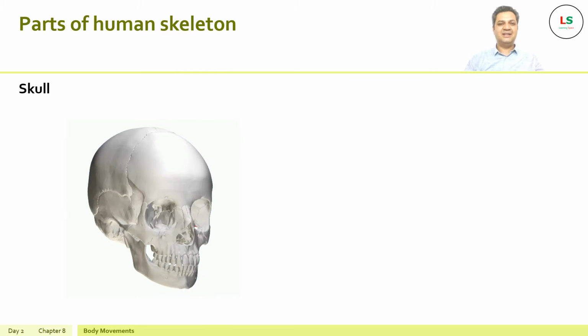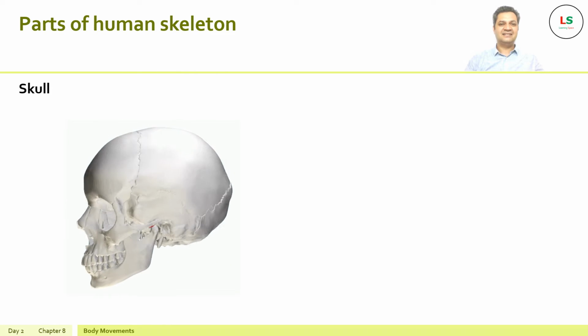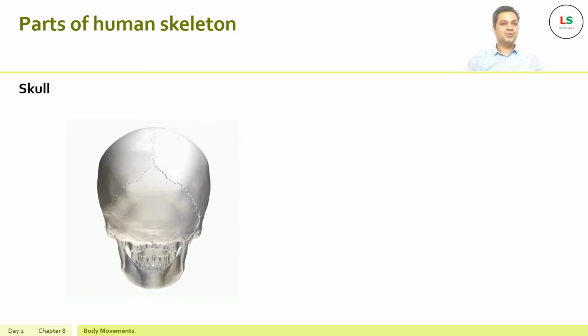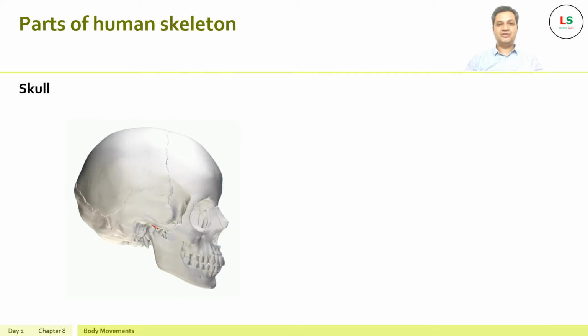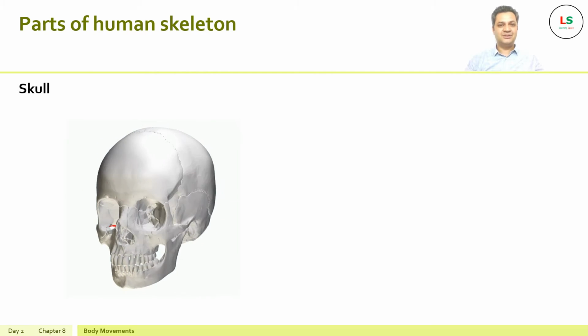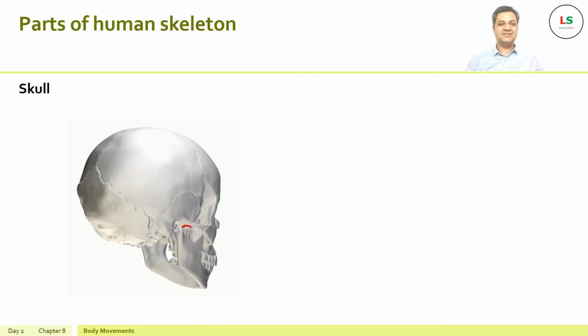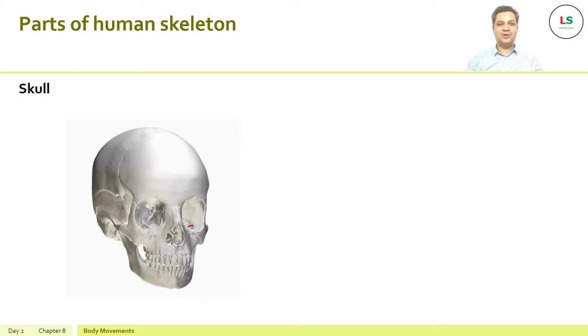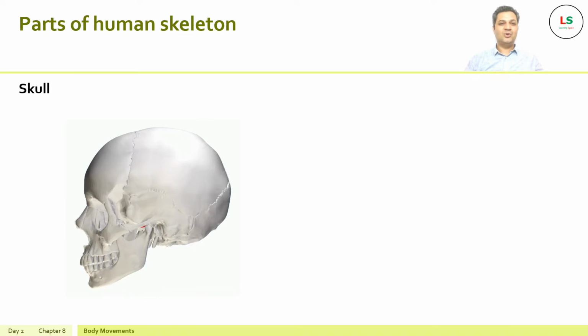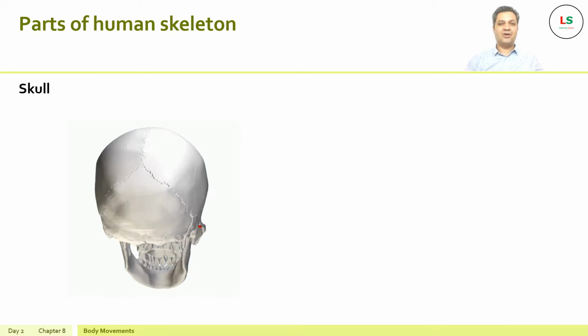Here we have the first one, skull. Skull is made of 22 bones. The head portion has 8 bones which are fused together, and the face portion has 14 bones. Except for the lower jaw, all the bones of the skull are immovable or fixed.